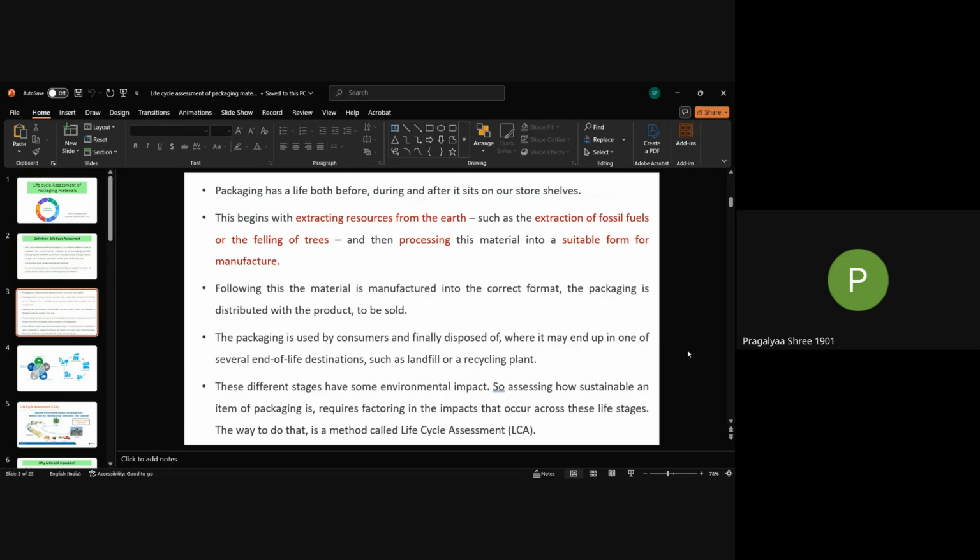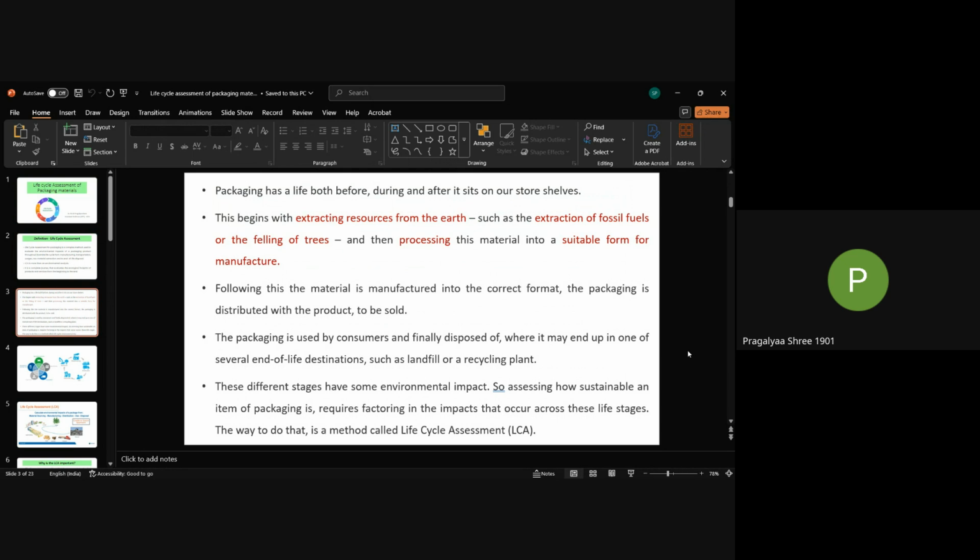It goes to the recycling plant. So the different stages, what are the stages for this? First is acquisition of raw material, processing them and converting them into packaging material, then containment of food, usage of food, disposal of the packaging material. So all these different stages have environmental impact.